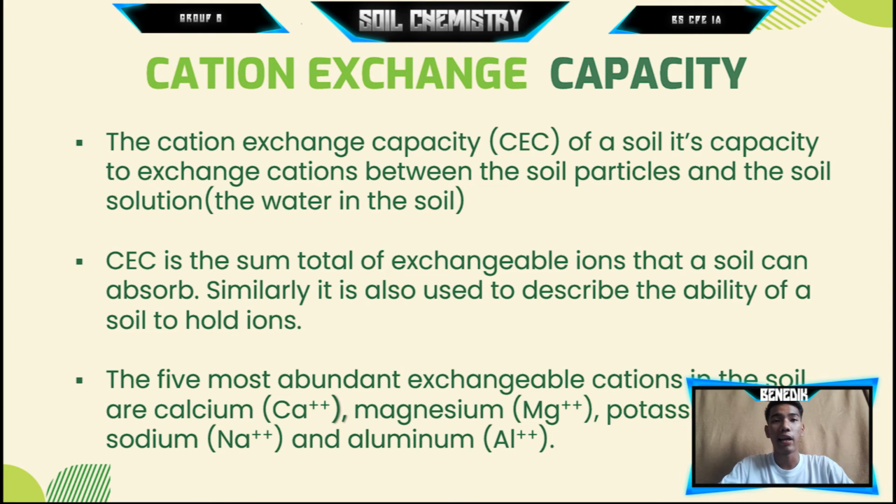So what is cation exchange capacity? The cation exchange capacity of a soil is its capacity to exchange cations between the soil particles and the soil solution. So the cation exchange capacity is the sum of the total of exchangeable ions that a soil can absorb. Similarly, it is also used to describe the ability of a soil to hold ions. There are five most abundant exchangeable cations in the soil, which are calcium, magnesium, potassium, sodium, and aluminum.